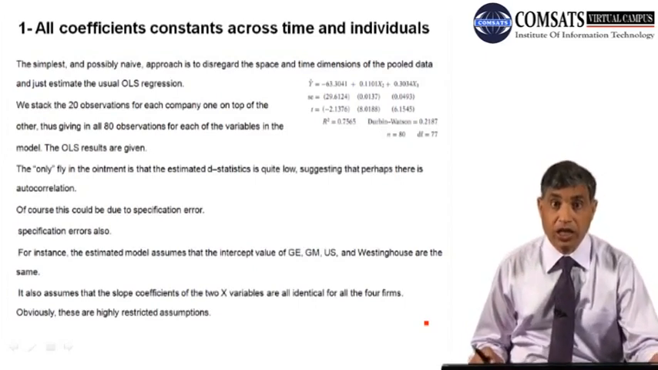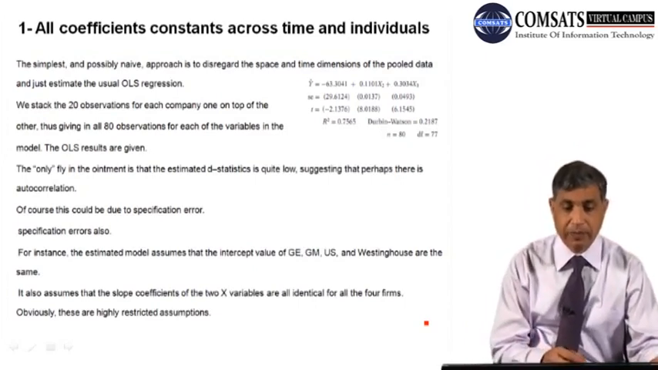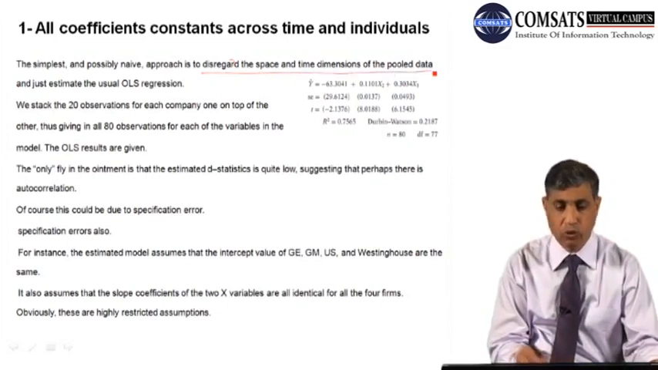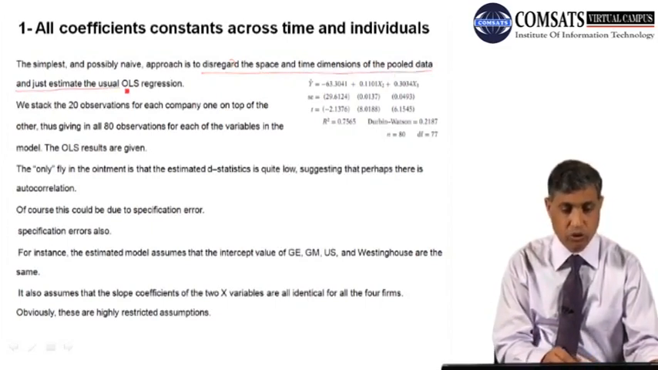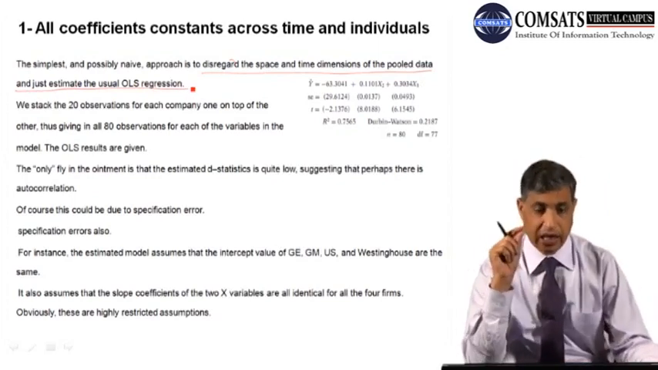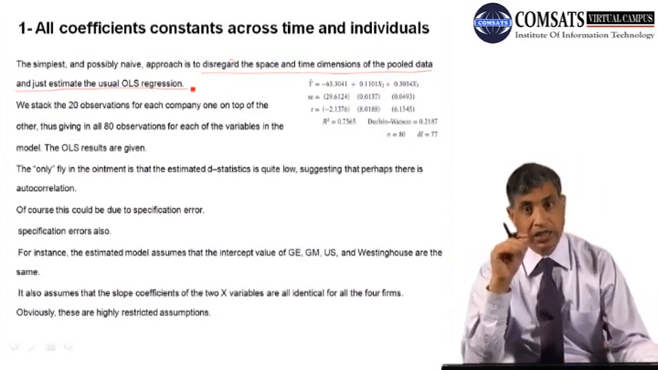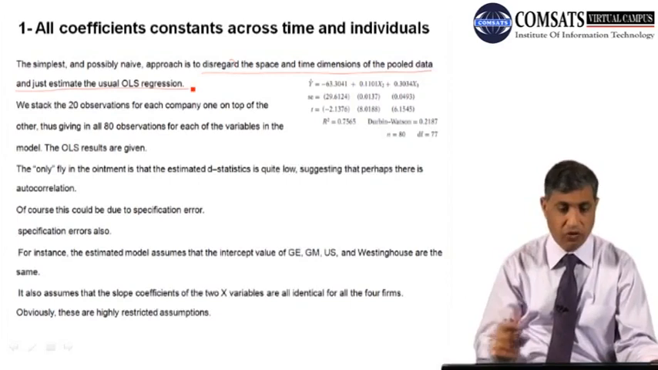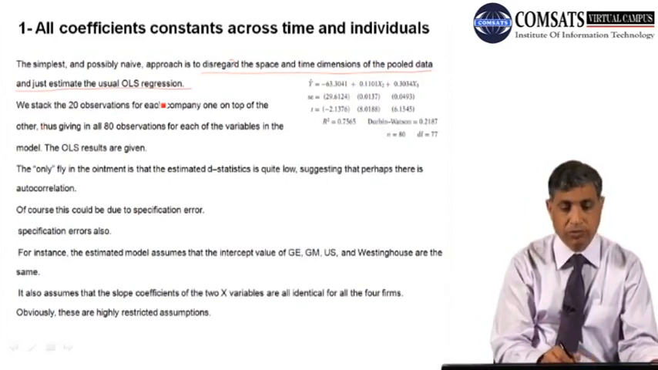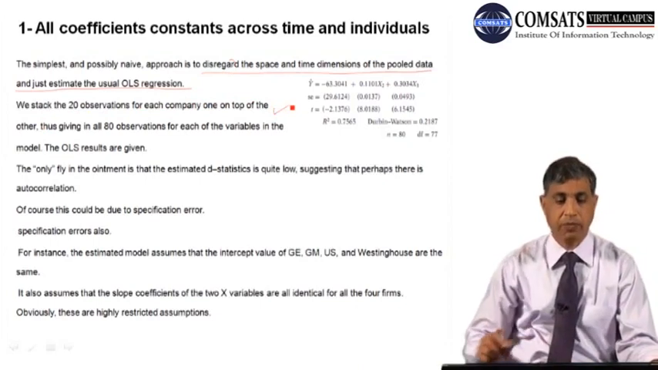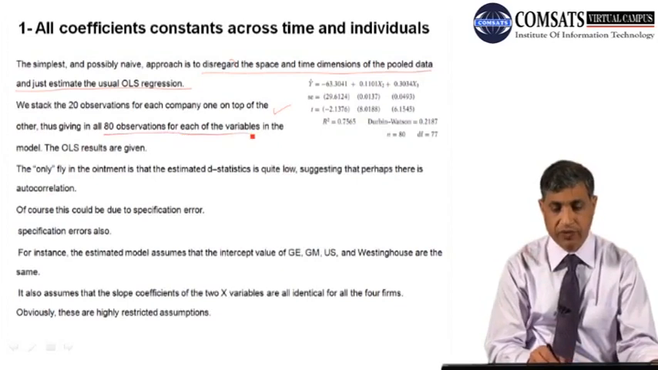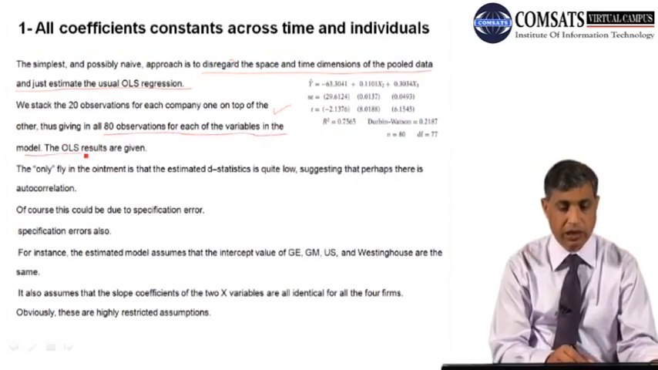The simplest model, and I am using the word simplest, the possibly naive approach, is to disregard the space and time dimension of the pooled data and just estimate the usual OLS. When we say that all coefficients are constant across time and individual, what this means is we can run the OLS regression. How can we run it? We take the 20 observations for each company, one on top of the other, thus giving in all 80 observations for each of the variables in the model. The OLS results are given.